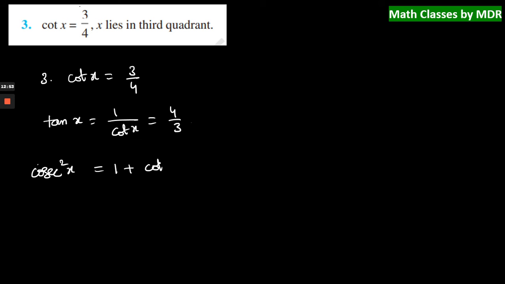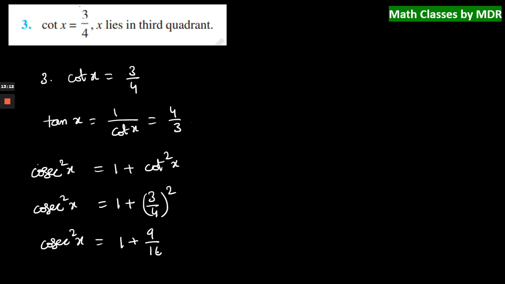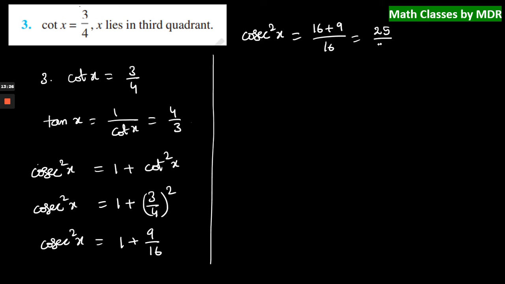1 plus cot square x, right? So cosecant square x is 1 plus 3 square by 4 square, that is 3 by 4 whole square. Cosecant square x is 1 plus 9 by 16, right? So cosecant square x is equal to 16 plus 9 by 16, which is equal to 25 by 16.